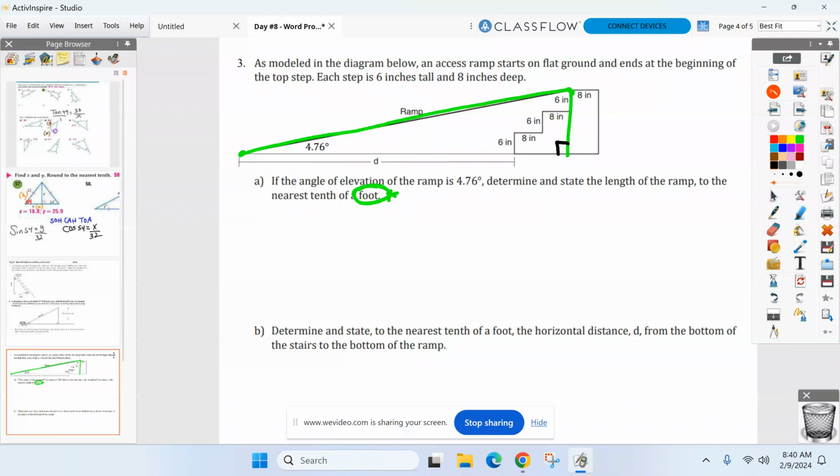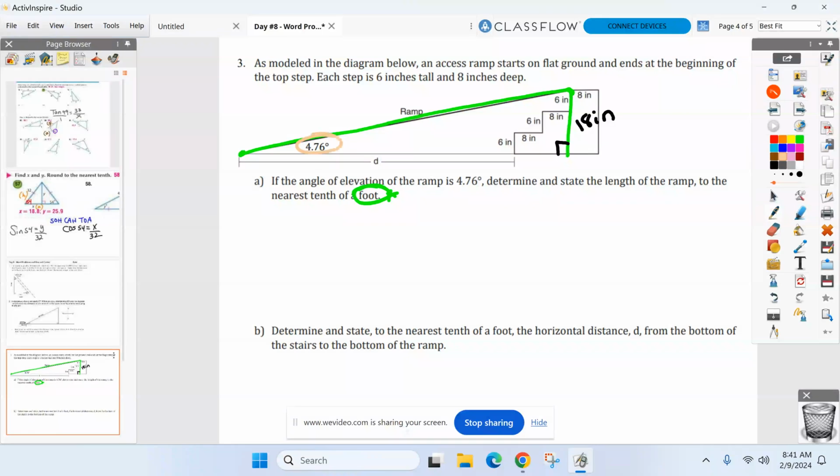And once again, Simon, tell your classmates, how do you know how long that side is I just made? 6 plus 6. Right? 6 inches, 6 inches, 6 inches. This is 18 inches right here. Now let's find the ramp. All right, same thing. Now I'm going to start calling on people.